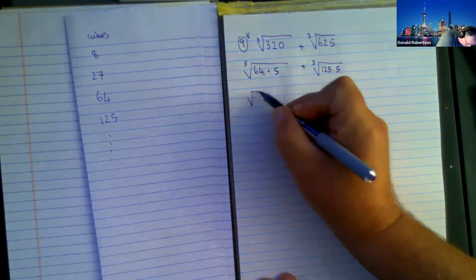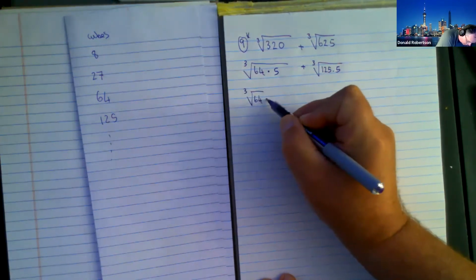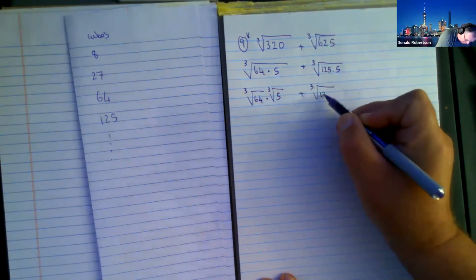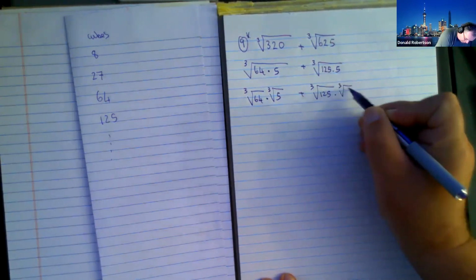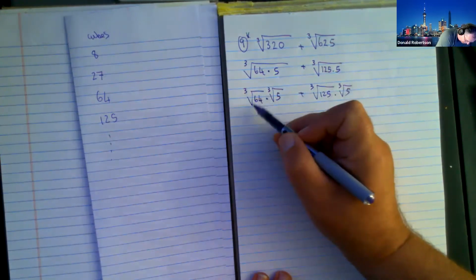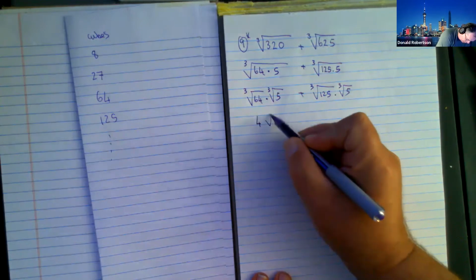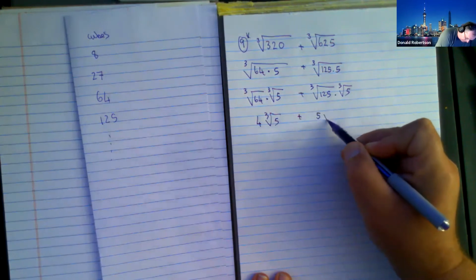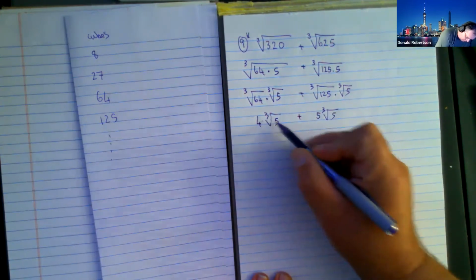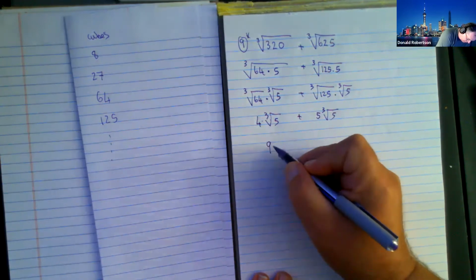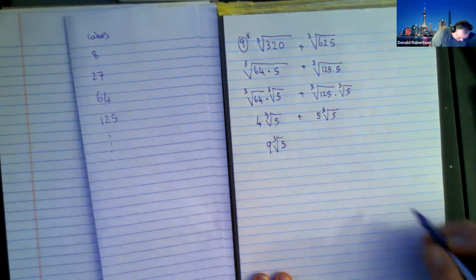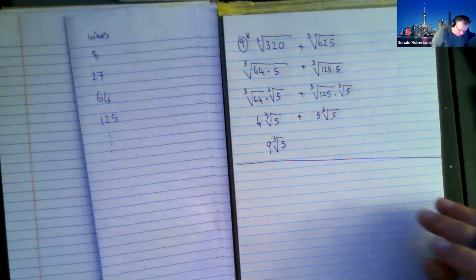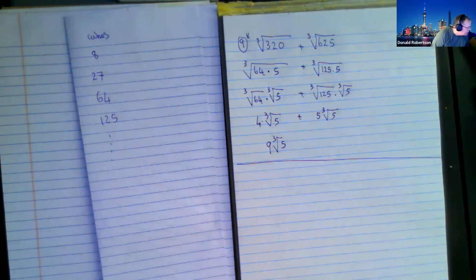Now this one breaks down into the cube root of 64 multiplied by the cube root of 5, added to the cube root of 125 times the cube root of 5. The cube root of 64 is an exact value, which you can check on your calculator, and it's 4. The cube root of 125, again, you can check on your calculator, is 5. 4 of these plus 5 of these same ones gives me 9 of these. And that is what these two cube roots add together and give us.